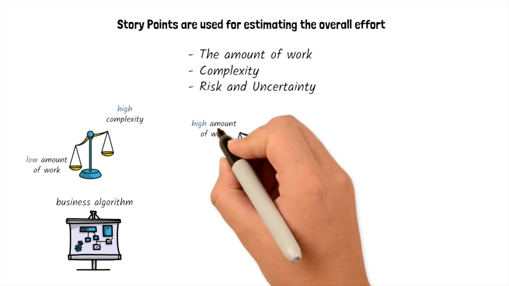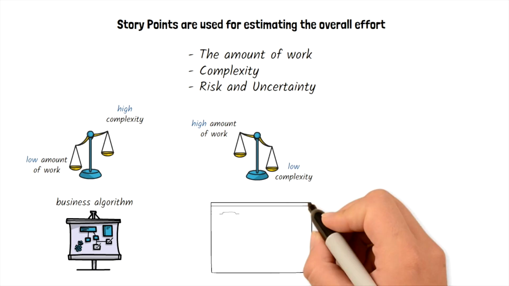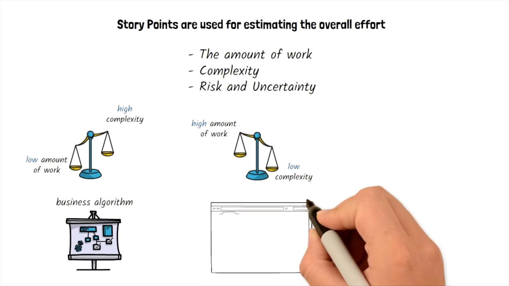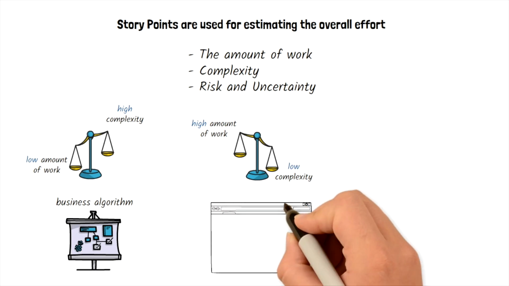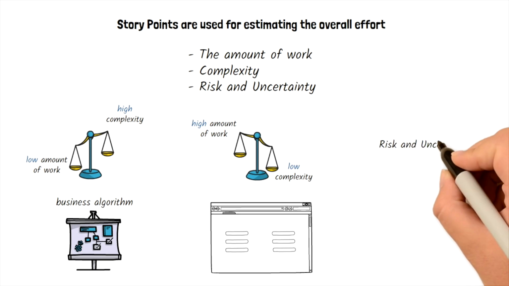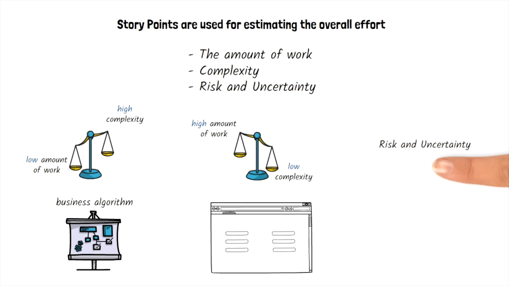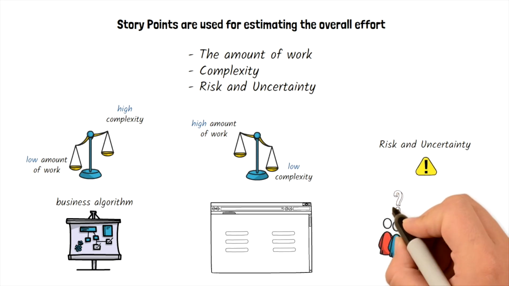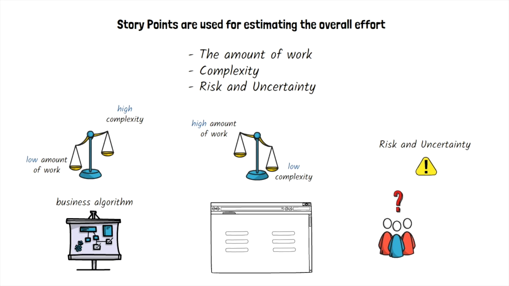Examples of high amount of work but low complexity could be building an additional section of a web page similar to the rest of an existing site, or adding a high amount of simple fields to an existing website. This work might not be complex, but it's still a high amount of work. The risk and uncertainty should be considered as well when you're estimating using story points. For example, if the stakeholders' requirements are unclear or the technology used for solving a problem hasn't been used before, this will introduce risk and uncertainty.